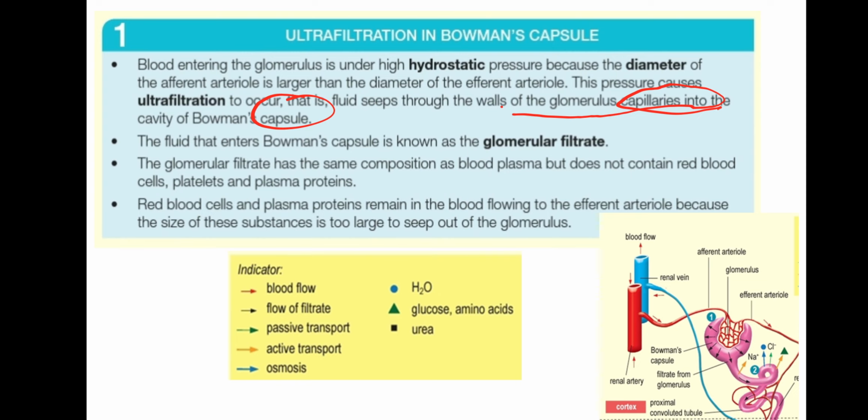The fluid that enters the capsule is known as glomerular filtrate. Please remember that the filtrate has the same composition as blood, except it does not contain red blood cells, platelets, and plasma protein. Please remember that these are bigger molecules. Red blood cells and plasma protein remain because the size of the substance is too large. That is all happening in ultrafiltration.